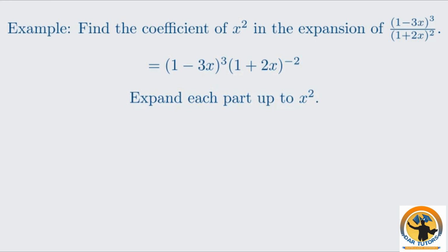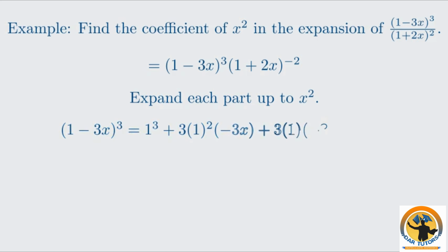For the first part, (1 - 3x) cubed, we can use Pascal's triangle or the binomial theorem. The expansion is 1 cubed plus 3 times 1 squared times minus 3x plus 3 times 1 times (minus 3x) squared plus higher order terms.